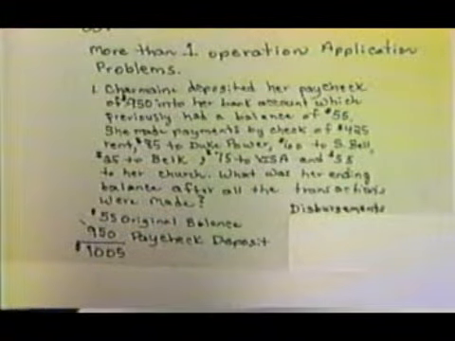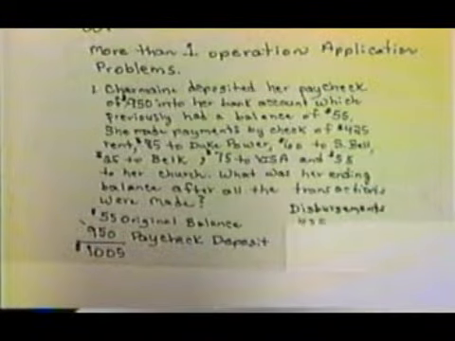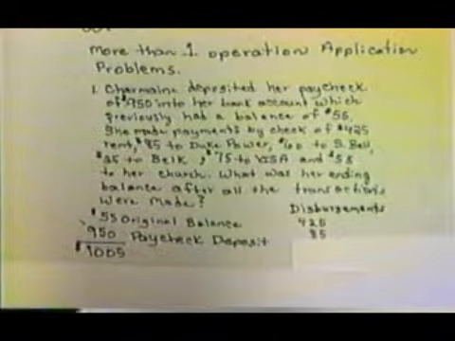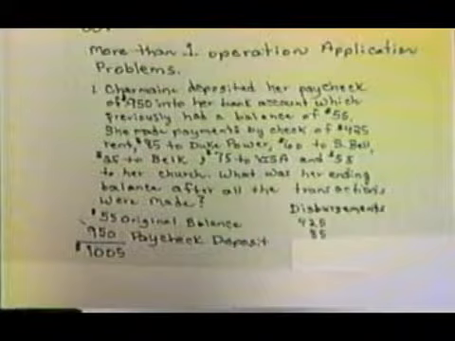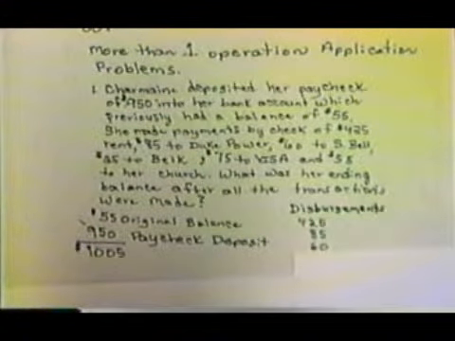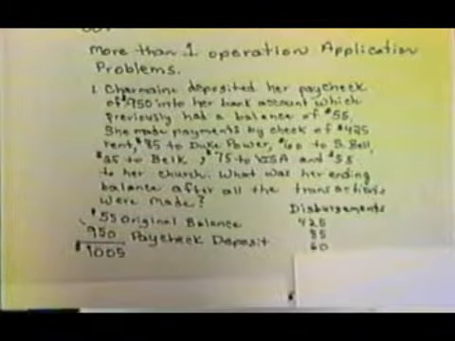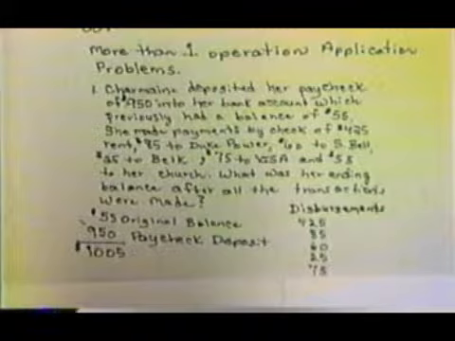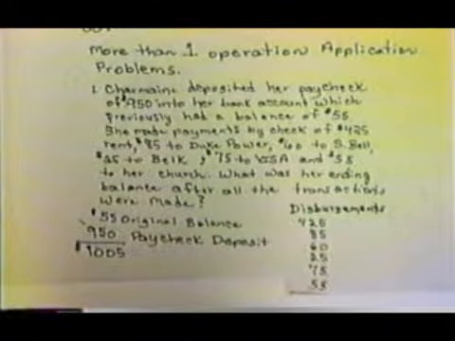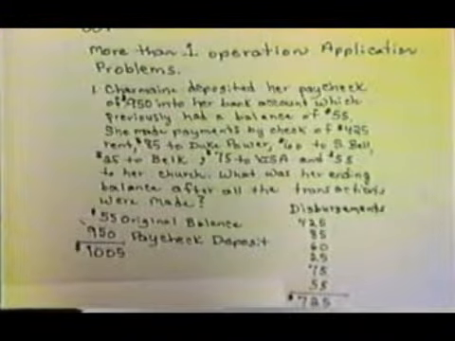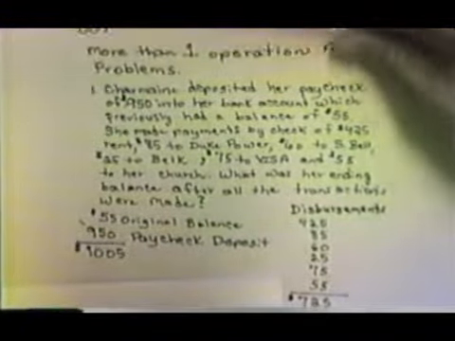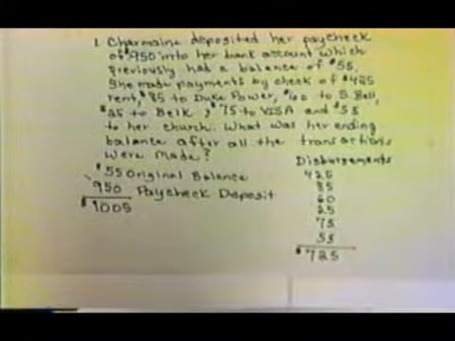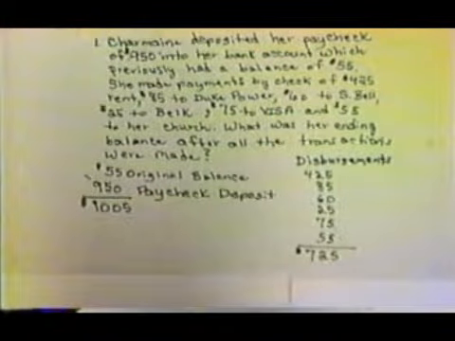Okay, these are called disbursements because she's paying those out. She's dispersing them. The first one was a $425 payment for her rent, $85 to Duke Power, $60 to Southern Bell, $25 to Bell, $75 to Visa, and $55 to a church. So what we want to do is to add those disbursements up, and it ends up that she pays out $725 once she pays all of her bills.